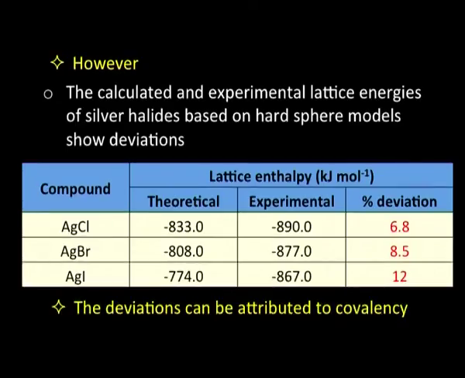The reason is that these deviations can be attributed to covalency, because we assume that our ionic solid, say silver chloride, happens to be a perfect ionic solid. That means there is a silver ion, there is a chloride ion, and the two are interacting only as electrostatic charges.